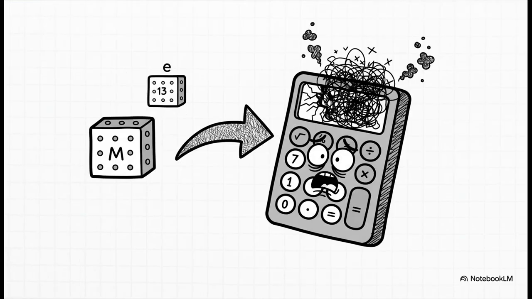So, let's plug in our numbers. We need to figure out 8 to the power of 13 modulo 77. Now, wait a second. 8 to the 13th power is a huge number. Your calculator would probably cry. But we don't need to calculate that giant number. We use something called modular arithmetic.